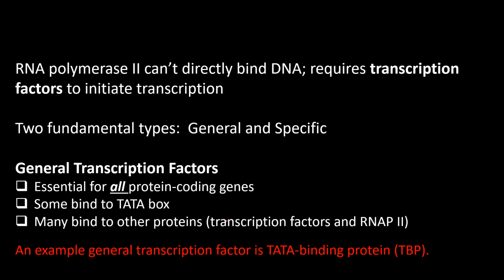Okay, so I said all this earlier, I'll say it again. RNA polymerase can't directly bind to DNA, and so it needs help to get there. It requires these things we call transcription factors that initiate the process of transcription. And there's basically two general types of transcription factors. There are general transcription factors and specific transcription factors. All right, so let's go through those really quick. A general transcription factor is a transcription factor that is essential for all protein coding genes.